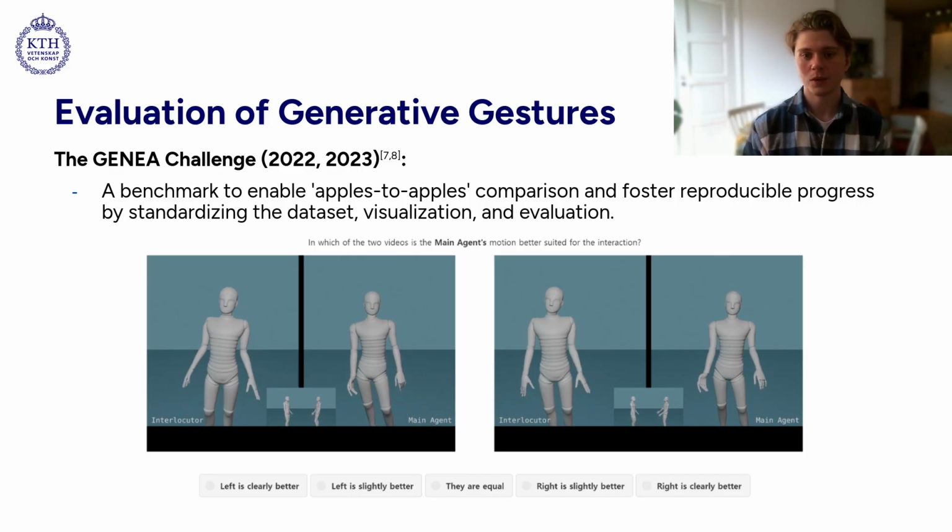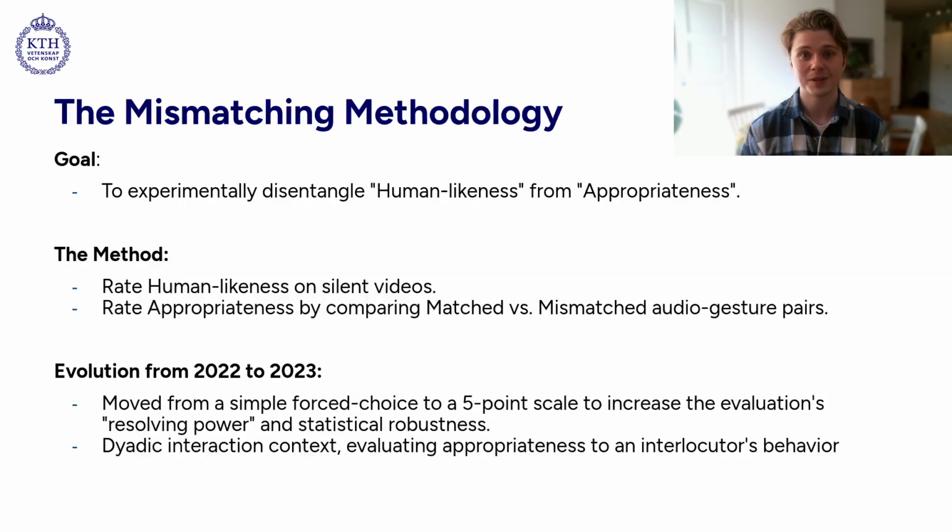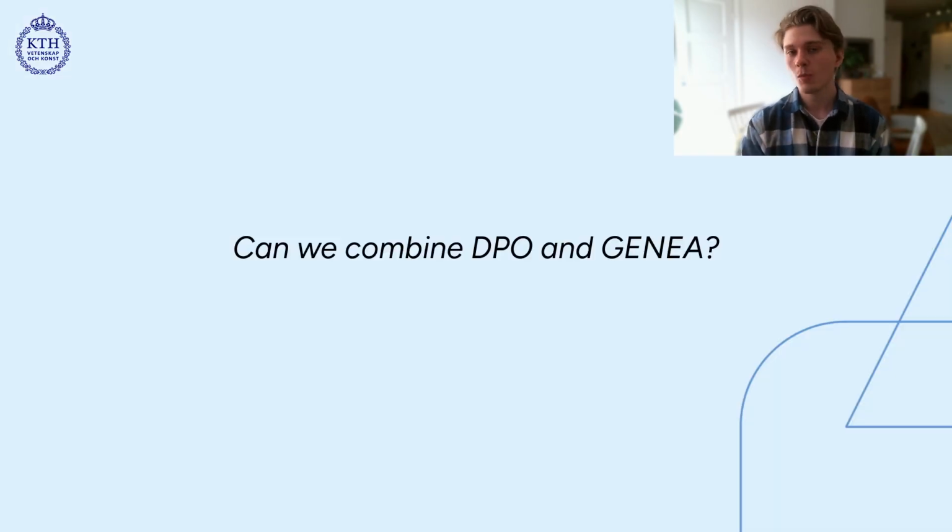In 2023, the GENEA challenge moved from a single forced choice to a 5-point scale to gain more granular data. But the most significant evolution, and the one that I'm most interested in, was the introduction of a dyadic interaction context, which we saw on the previous slide. The benchmark now explicitly evaluates appropriateness to the interlocutor's behavior. Models tested on this metric showed relatively poor performance, which I thought was interesting because it suggests that current models may lack a deeper causal understanding of conversational function and semantic feedback.